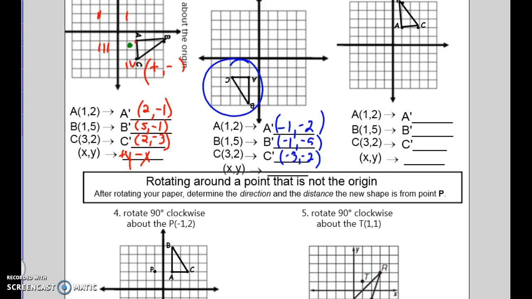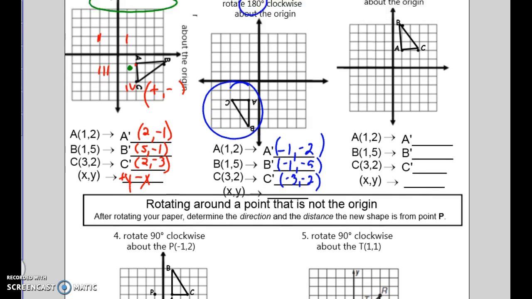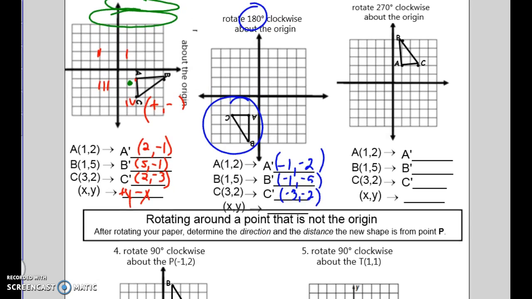Now, without moving your paper, I want you to try this third problem right here. I want you to guess, what do you think this one would be without rotating your paper? Okay, so on this one right here, it tells me to rotate 270. So how many 90s are in 270? 3. So that means I'm going to take my coordinates.